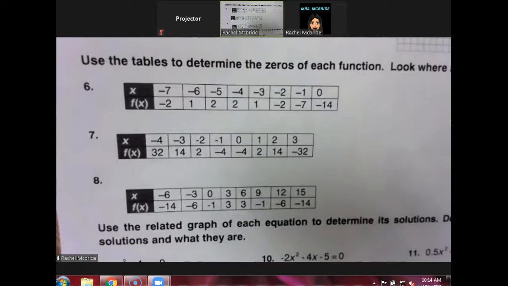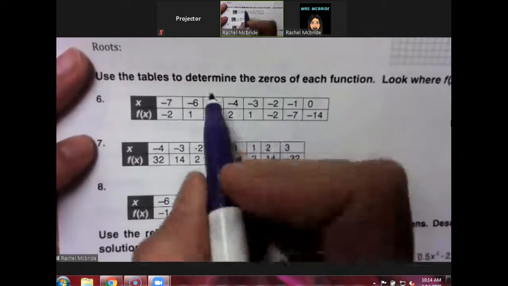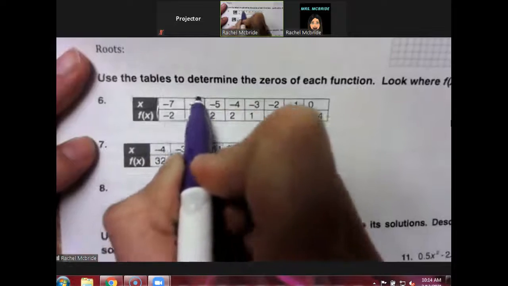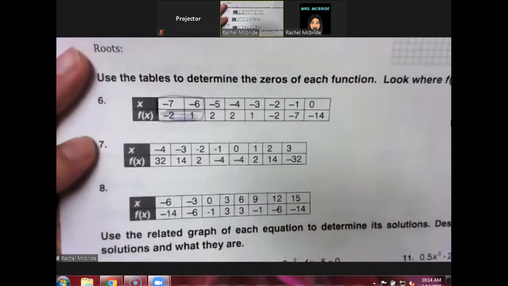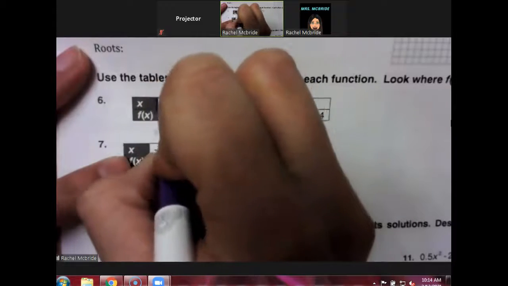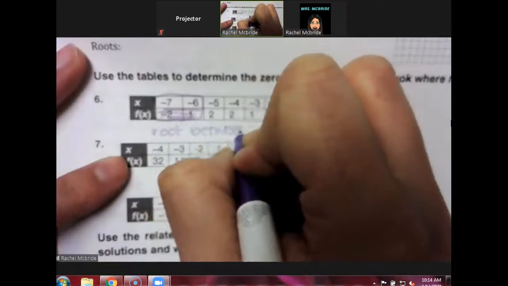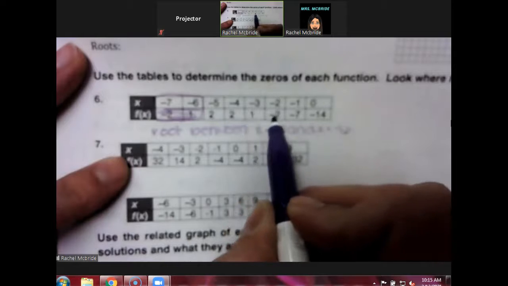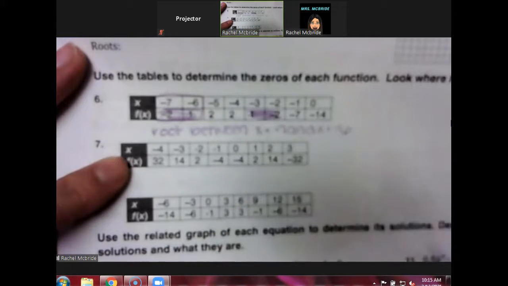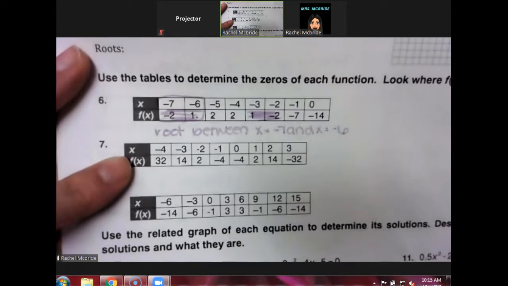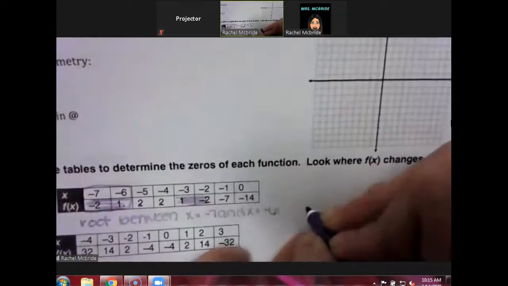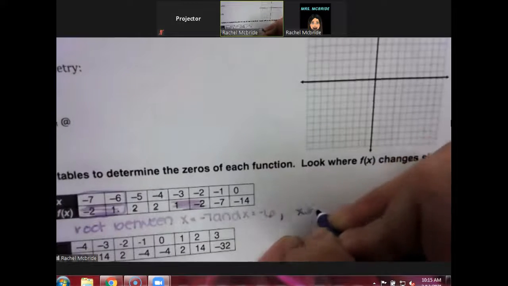Let's jump to the end real quick. We're just going to do one more table like this. So remember that you have the roots when your y values change sign. So here, y goes from negative to positive. Therefore, you have a root between -7 and -6. And then looking, it goes positive, positive, positive, positive, negative. Okay, change in sign on y. Tells me that there is a root between -2 and -3.